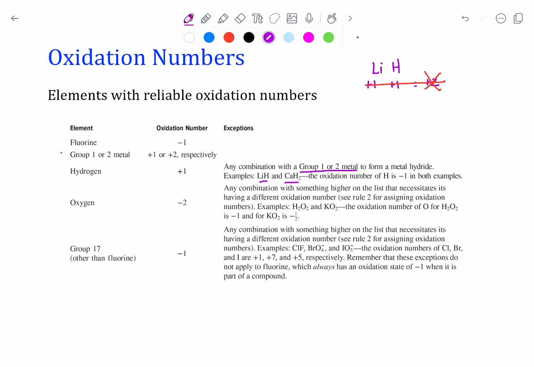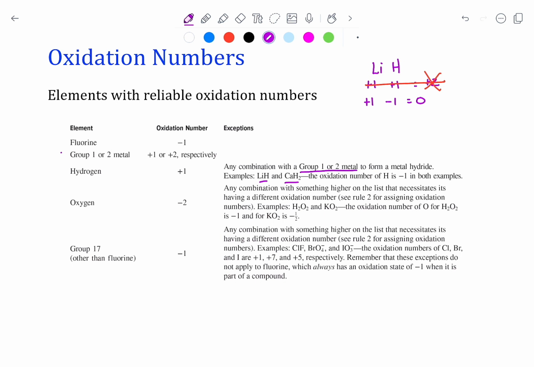Therefore, if the oxidation number of lithium is +1, the oxidation number of hydrogen must be -1 in order to equal out to its charge of 0. So that's why hydrogen will always have a charge of +1 unless it's with a metal, a group 1 or 2 metal, where it makes a metal hydride. Oxygen will always have an oxidation number of -2.